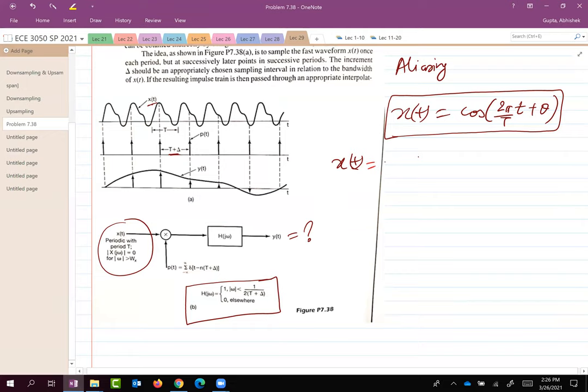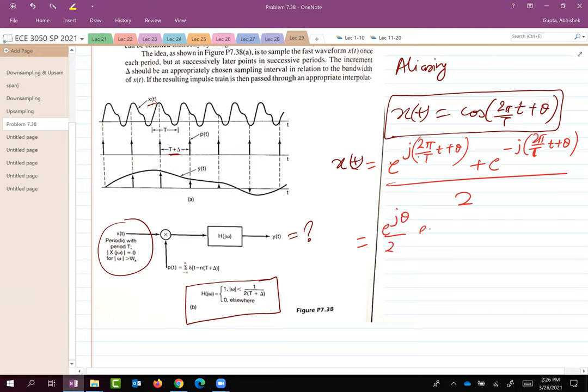So I'm going to write x(t) as e raised to j 2 pi over T (t plus theta), plus e raised to minus j 2 pi over T (t plus theta), over 2. That gives me e raised to j theta over 2 times e raised to j 2 pi over T t, plus e raised to minus j theta over 2 times e raised to minus j 2 pi over T multiplied by t. Okay, no problem so far.